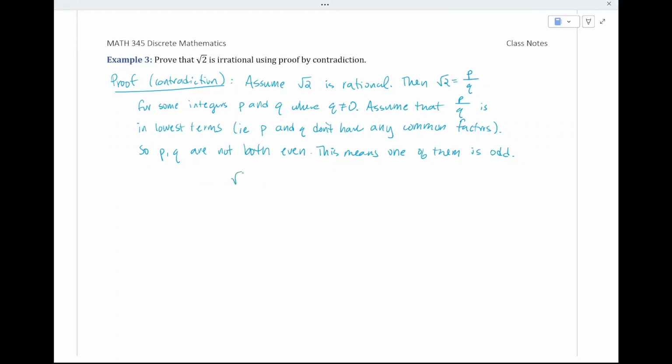So let's see. We've got square root of 2 is P over Q. I can square both sides. And if I do that, I get 2 equals P squared over Q squared.